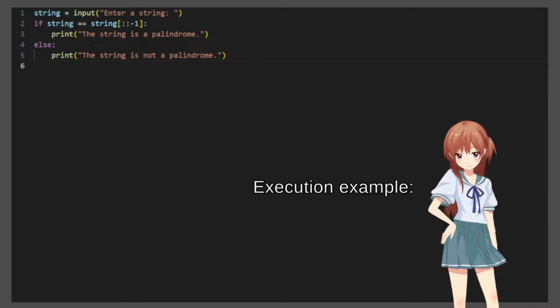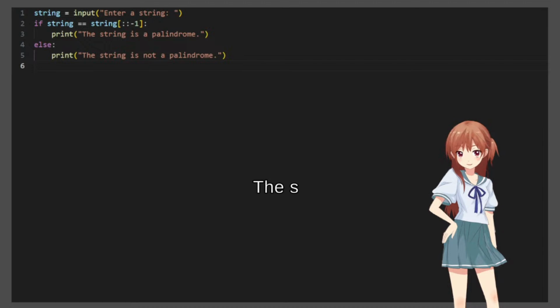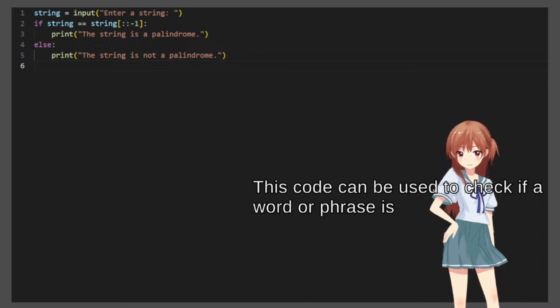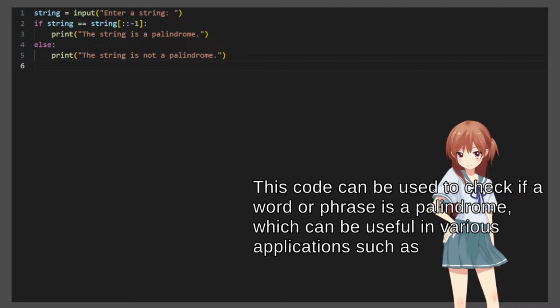Execution example. Enter a string, race car. The string is a palindrome. Practical application. This code can be used to check if a word or phrase is a palindrome, which can be useful in various applications such as password verification or data validation.